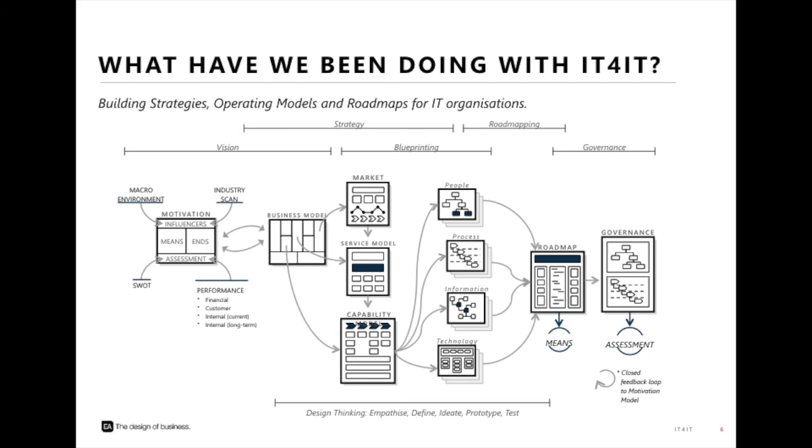What have we been doing with IT4IT? We've been building strategies, operating models, and roadmaps for IT organizations over the past number of years, especially in the last year in the Northern Hemisphere. And this is our architecture thinking pattern. It's really our methodology for how we go about transformation blueprinting. I just want to quickly speak to it and, as a consultancy, describe how IT4IT can accelerate our process a little bit.